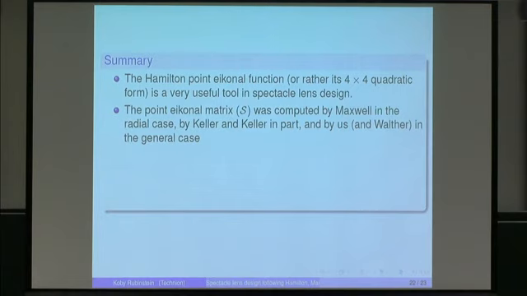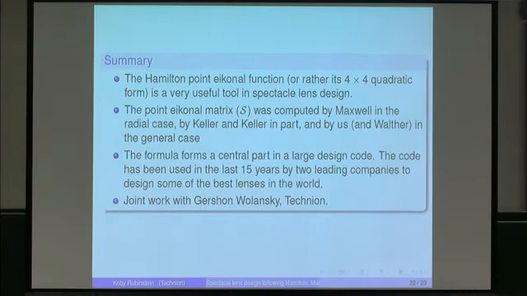Okay, I summarize. So we saw that the Hamilton point eikonal function, or actually it's a 4x4 quadratic form, is a very useful tool in designing spectacle lenses. And it was, in fact, computed by Maxwell in the radial case, and by Keller and Keller in part for the general case. And what we discovered later, also Walter, a Dutch physicist, did something similar in the general case, just like we did. I work with Gershon Molansky from the Technion, and this formula is a central part in a large commercial code. This code was implemented by an Israeli lens manufacturer.